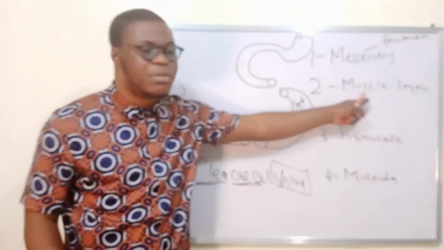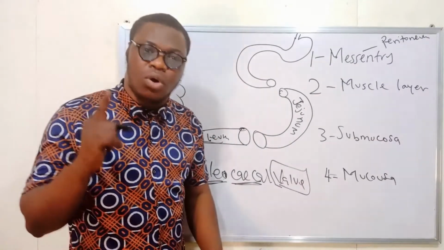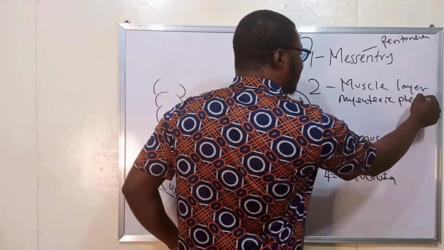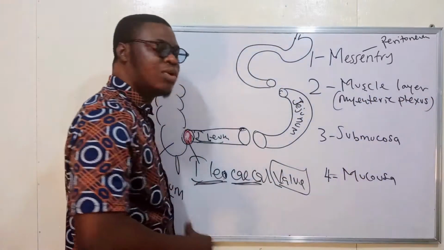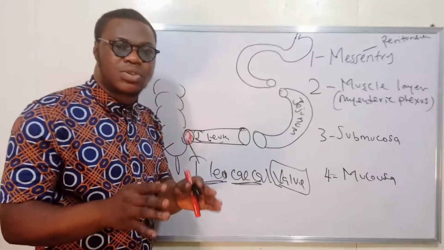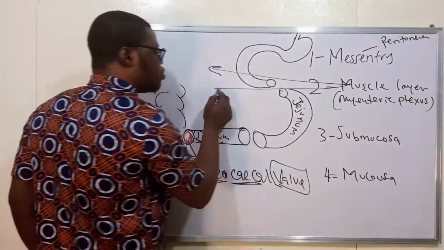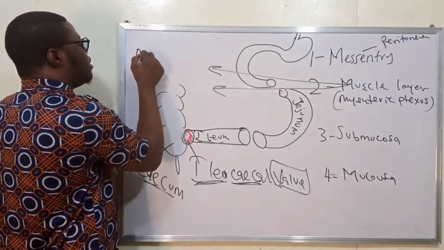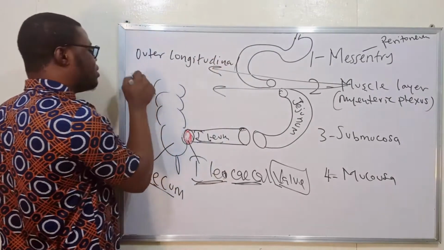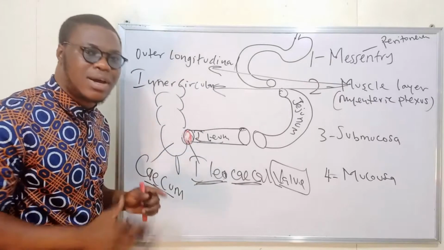Now, the next thing is the muscle layer. Just say the muscle layer contains a nerve plexus called the myenteric plexus. It's also divided into 2 layers. This muscle layer is subdivided into 2 layers. The first one is called the outer longitudinal layer, and the second one is the inner circular layer. As simple as that.